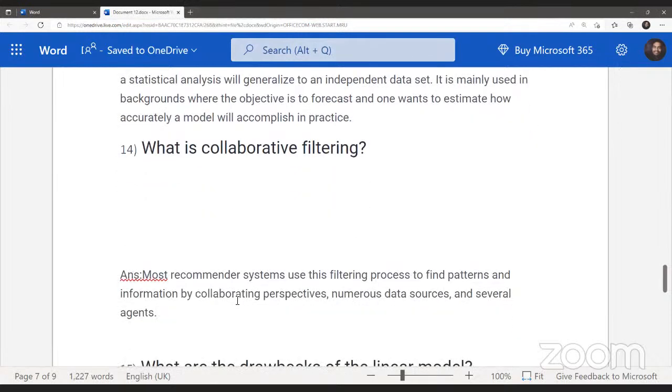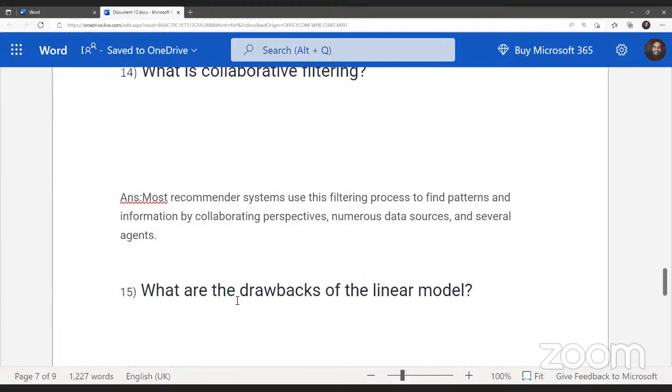As we look into this, most recommender systems use this filtering process to find patterns and information by collaborating perspectives, numerous data sources, and several agents. So, as we jump into the next one, what are the drawbacks of the linear model?